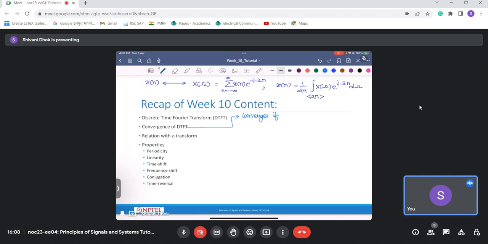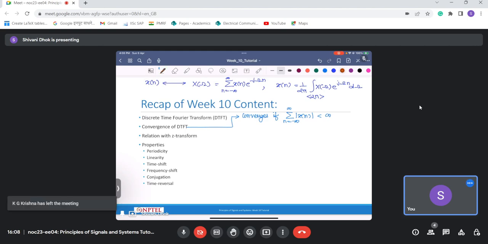This DTFT converges if x[n] is absolutely summable, that is, summation n running from minus infinity to infinity of magnitude of x[n] is less than infinity.